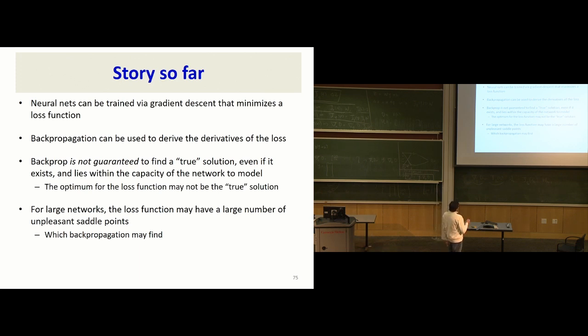Backpropagation can be used to derive the derivatives of the loss. Backprop is not guaranteed to find a true solution even if it exists and lies within the capacity of the network to model. So the optimum for the loss function may not be the true solution. And for large networks, the loss function may have a large number of unpleasant saddle points which backpropagation could find and get stuck in.